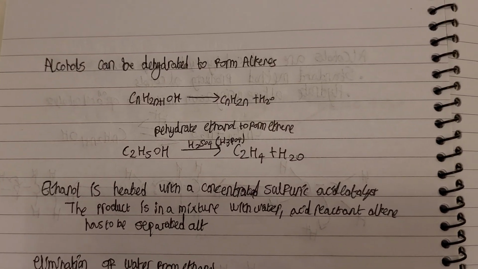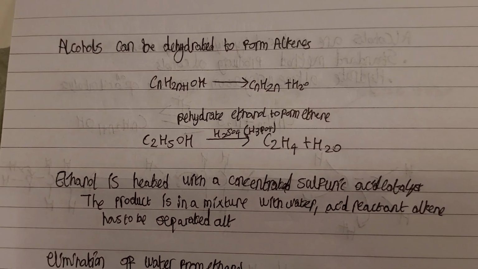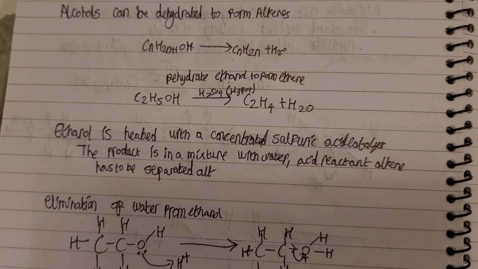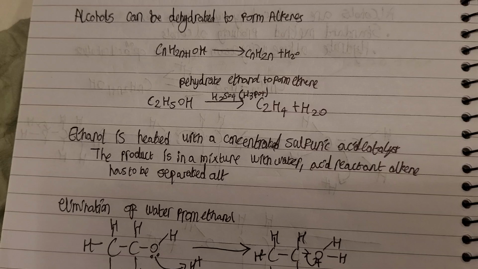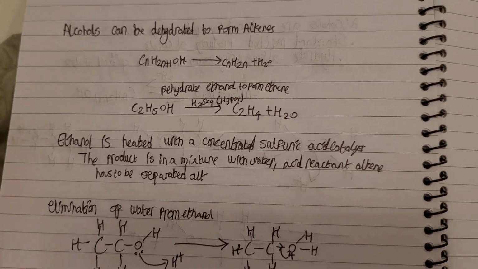Alcohols can be dehydrated to form alkenes. So we've got CnH2n+1OH → CnH2n + H2O. And in this video, we're going to be dehydrating ethanol to form ethene, the process of it.